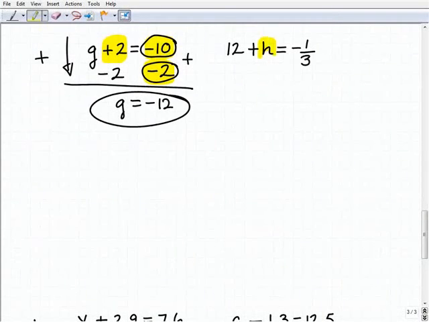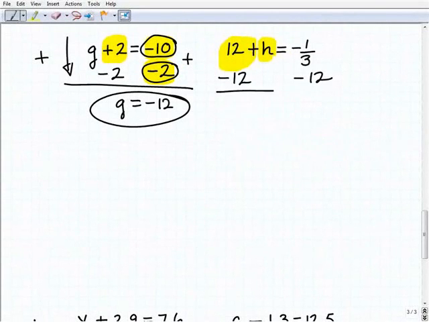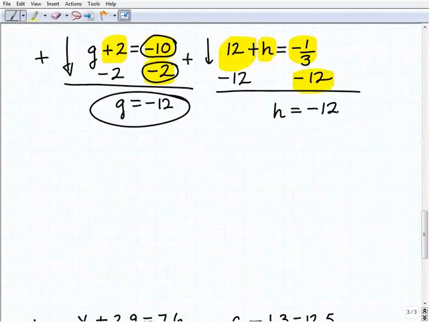All right, next problem. Here I have h, or 12 plus h equals negative 1/3. So what do I want to do here? I've got to deal with this 12 next to this h, so I'm going to subtract 12 from both sides of the equation. Now, being very careful, I'm going to add down. So 12 plus negative 12 is 0. h plus nothing is h. And negative 1/3 plus a negative 12 will be negative 12 and 1/3.